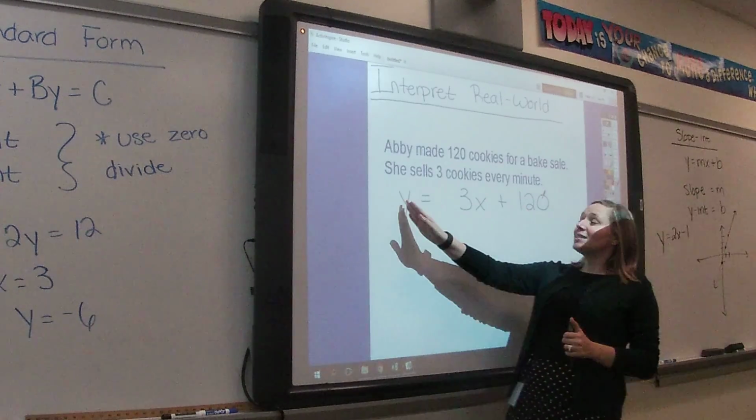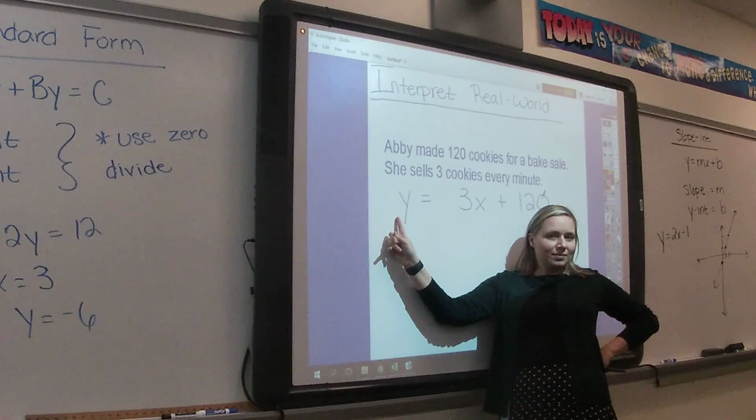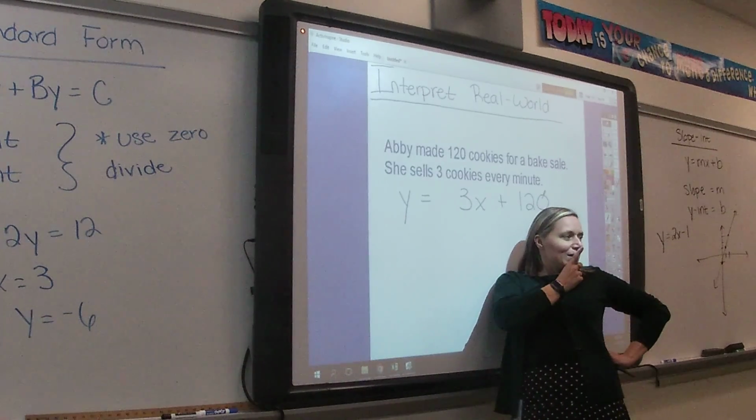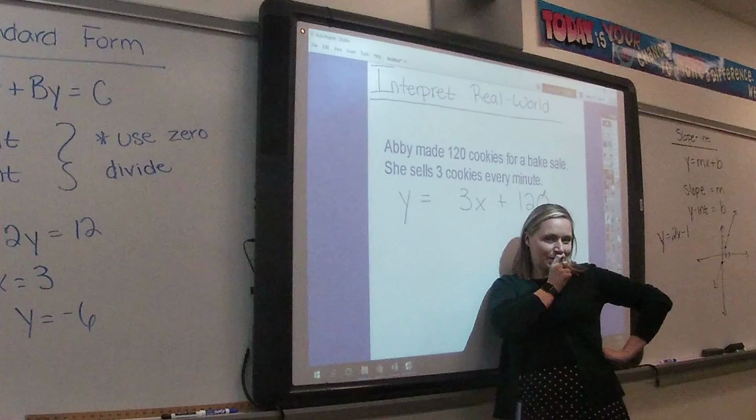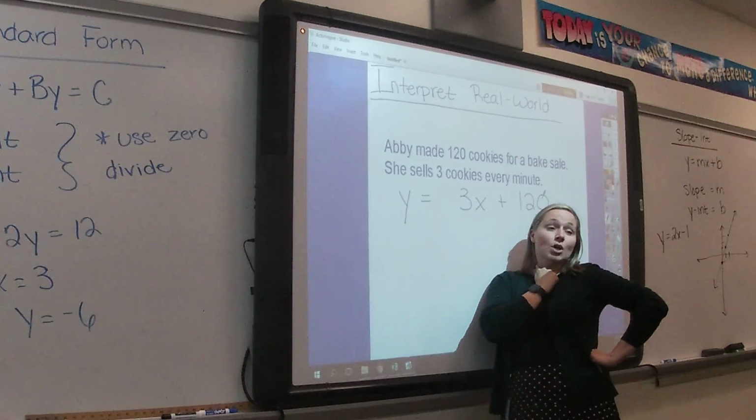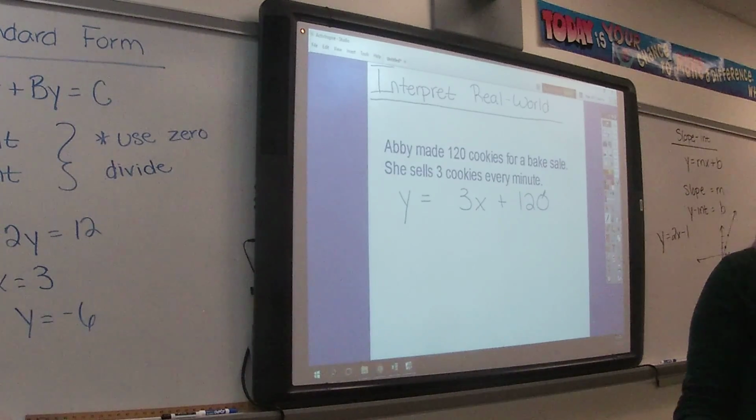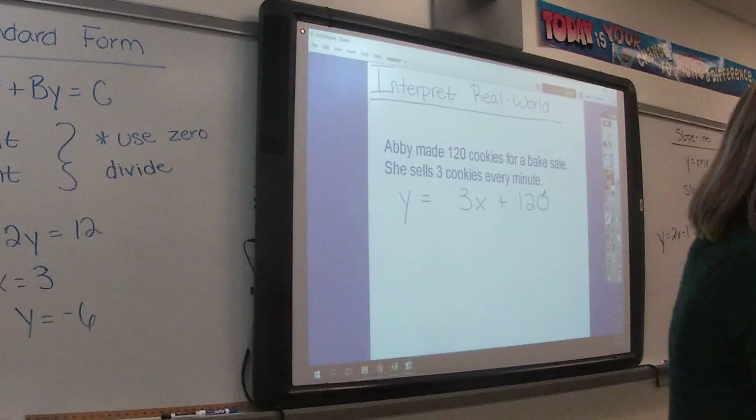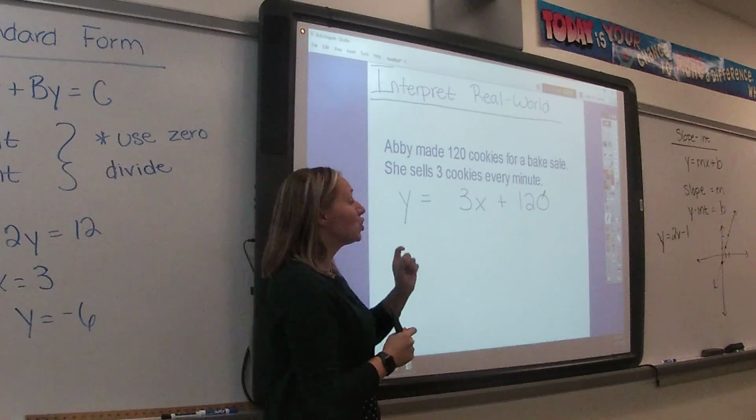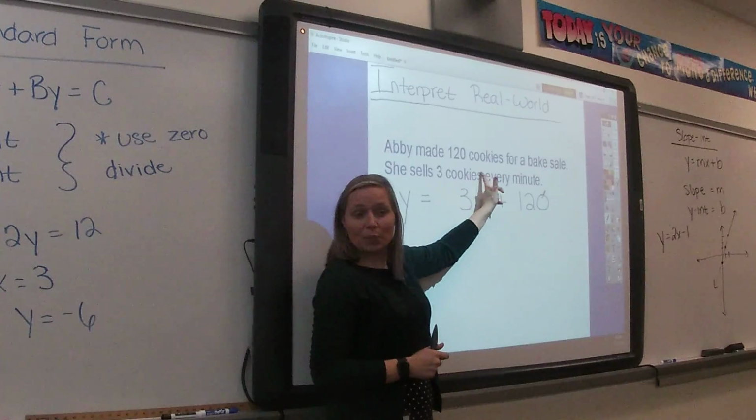Well, this is equal to what? What is this y representing right now? Total amount of cookies she sells? Not the total amount of cookies that she sells. Do we know how many cookies she sells? No, right? How many cookies she has sold depends on how many minutes have passed. So this isn't how many she has sold. This would represent how many she sold, depending on how many minutes.